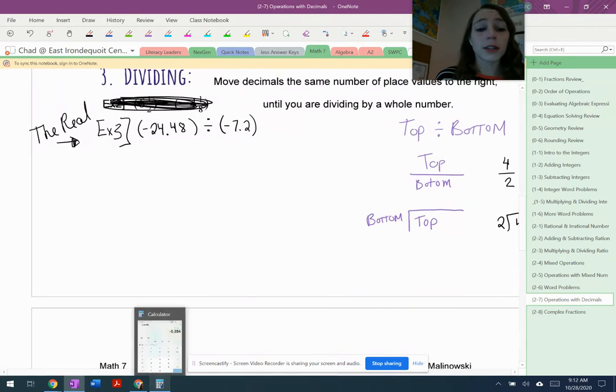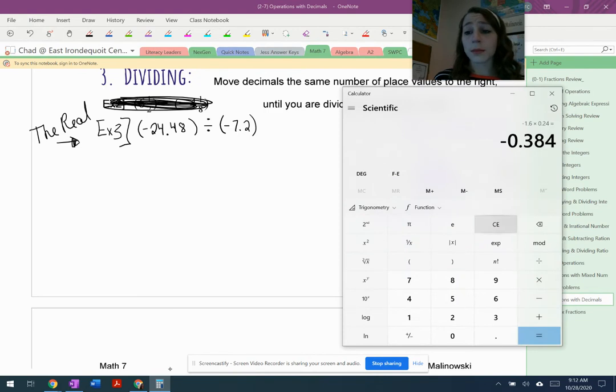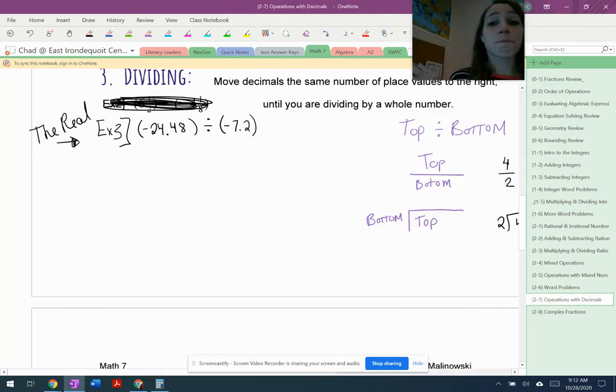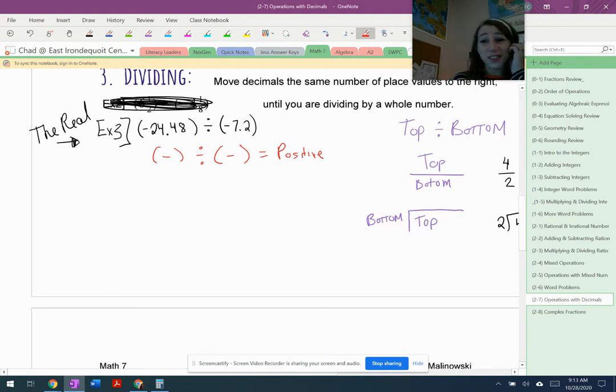If you're doing it in the calculator, you're going to just go ahead and plug in that negative 24.48 divided by negative 7.2. I should be getting a positive 3.4. I'm just going to keep that in the back of my head. So I'm getting positive. That makes sense because when I have a negative divided by a negative, that leaves me with a positive answer. That's, again, just saving me that potential mistake of not writing that positive or something.